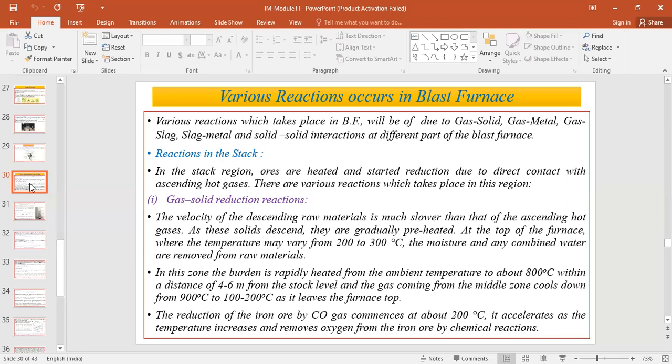Reducing gas, that is CO, will interact with the solid burden, and these gas solid interactions basically take place at the stack part of the blast furnace. So it is basically a counter current process. From the top, burden is continuously moving, and from the bottom, you are sending the reducing gases. These two come in contact with each other in the stack part, and the interaction between the gas and the solid leads to solid state reduction reactions.